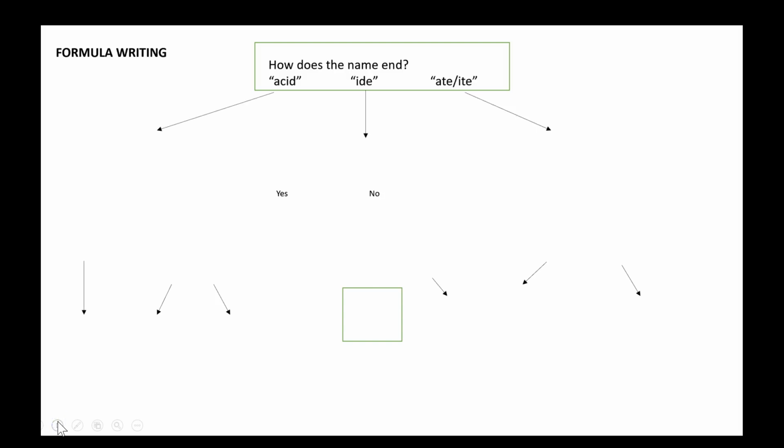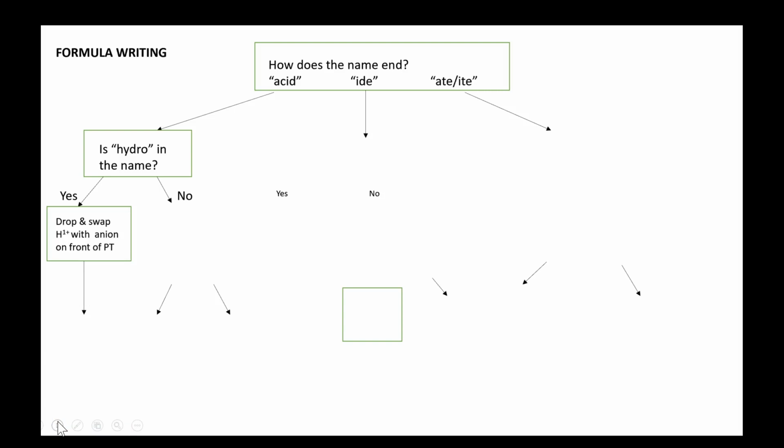First thing you want to do when it comes to writing formulas, that means writing the symbols and writing the subscripts. You want to identify how the name ends. If it ends in the word acid, the next thing you want to do is look for hydro in the name. So if it was hydrochloric, you do something different than if it's chloric. Both of them are acids. So if it says hydro, that means you're going to drop and swap H 1 plus with an anion on the front of the periodic table. H 1 plus, when it's written first, identifies something as an acid. So that's how you know.